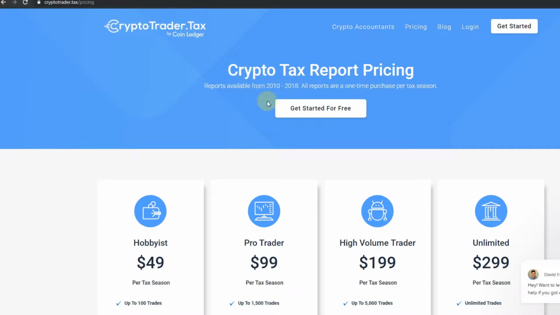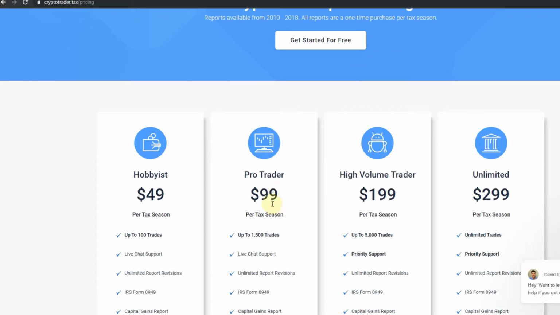When we start with Cryptotrader.tax, they have a small package for the hobbyist, then the pro trader, high volume trader, and unlimited. What you have to be careful about is the amount of trades. Usually you think about trades when you buy a cryptocurrency or Bitcoin, and you think it's one trade. Of course it is not.